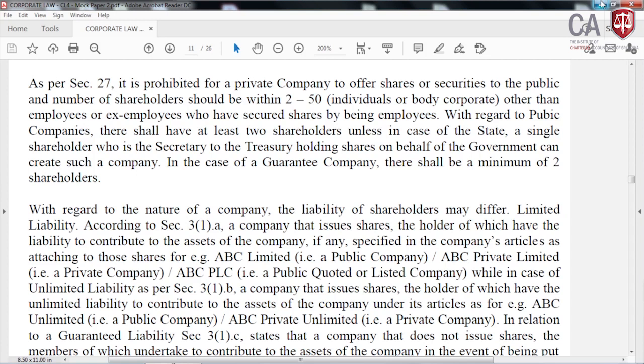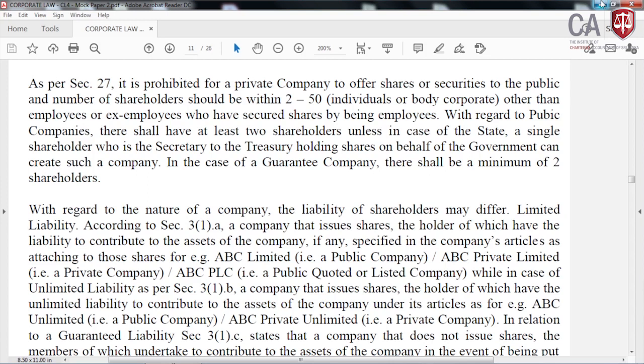With regard to the nature of a company, that means the liability of shareholders may differ. Limited liability, according to section 3.1, is a company that issues shares, the holders of which have limited liability to contribute to the assets of the company, if any specified in the company's articles as attaching to those shares. For example, ABC Limited, that is a public company, ABC Private Limited, which is a private company, and ABC PLC, a public quoted or listed company.